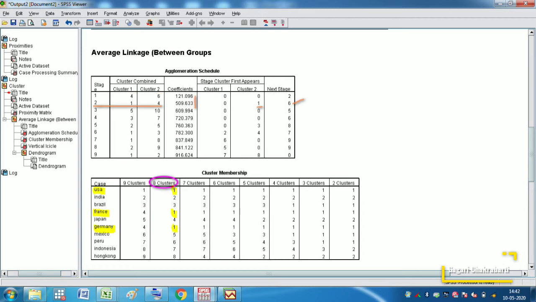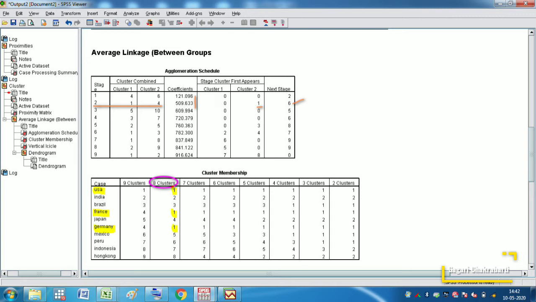In stage 2, market 1, that is USA, is combined with market 4, that is France. Essentially, US joins the cluster formed with France and Germany, but it is more similar to France than to Germany. The agglomeration coefficient reports a huge jump. This means that US is intrinsically quite different from France and Germany, and this cluster combination may not be acceptable. Therefore, we may end up with 9 clusters.